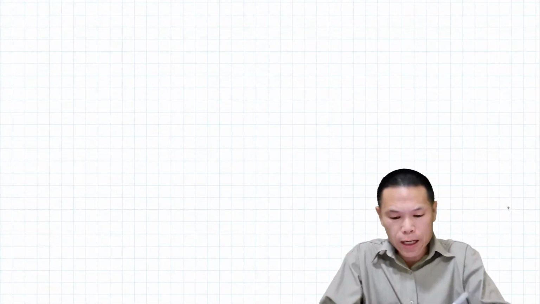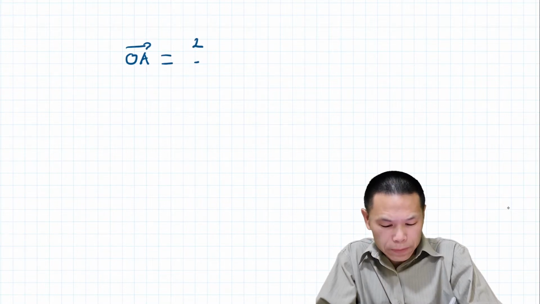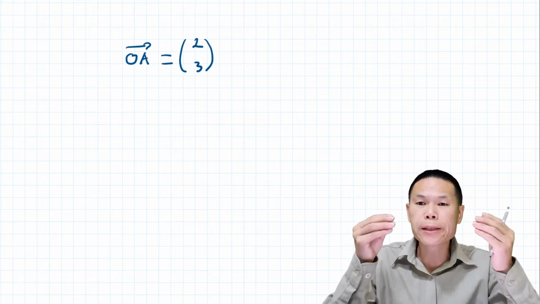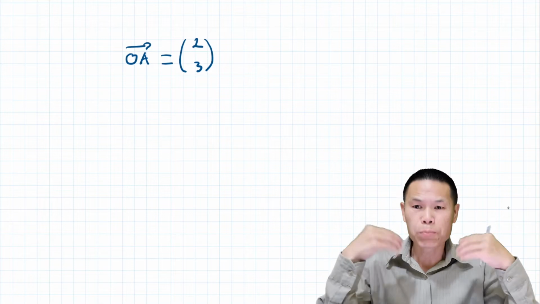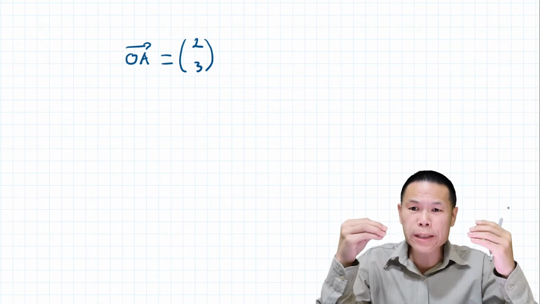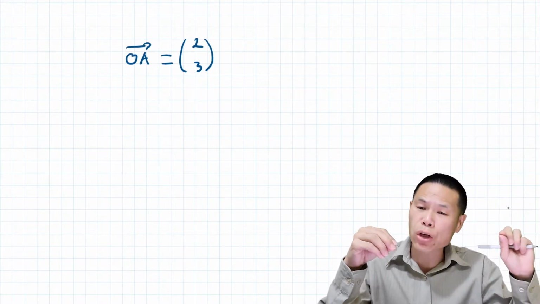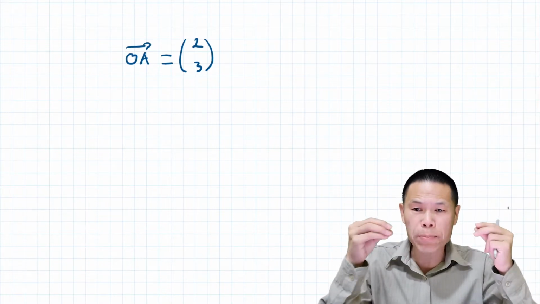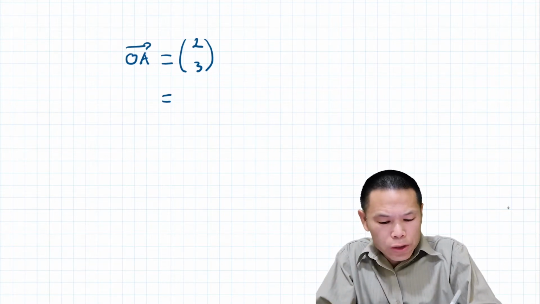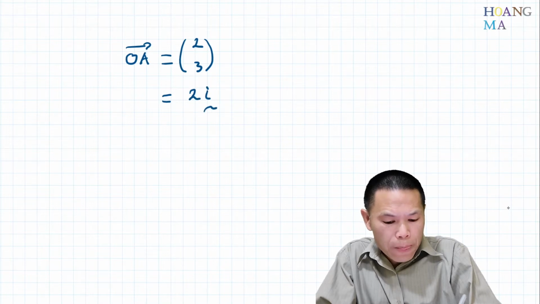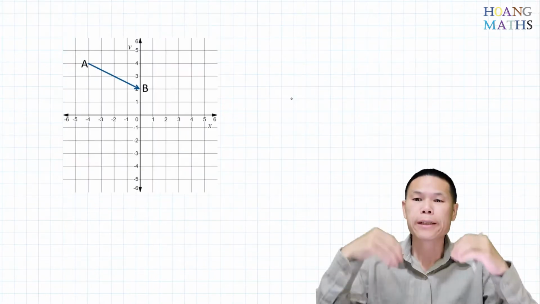Let's say we have a vector OI that is (2, 3). This is column matrix form. So we can also write this in component form. Component form means it involves I and J components. I represents the horizontal component, whereas J represents the vertical component. So this means that this is also equal to 2I plus 3J. There you go.